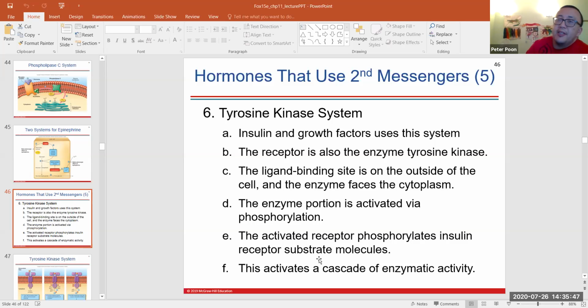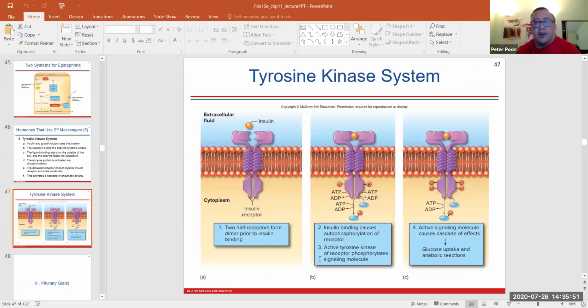The last one is the tyrosine kinase system. Here's the tyrosine kinase system. You have insulin, you have the tyrosine kinases, and then you can attach the insulin to the tyrosine kinases. Usually they don't look like this. Usually they're kind of apart from one another.